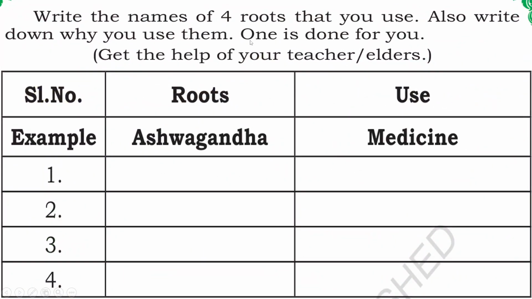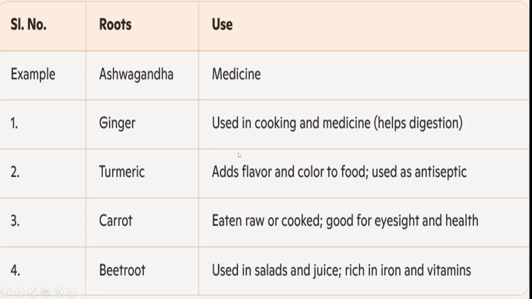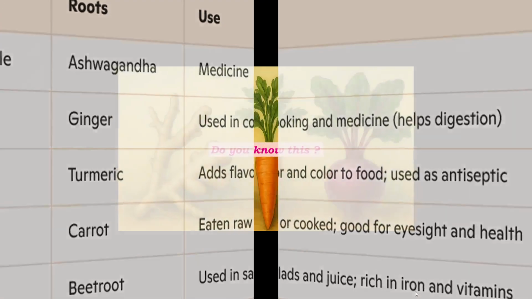Write the names of four roots that you use. Also write down why you use them. One is written for you. Example, ashwagandha, medicine. First one, ginger, used in cooking and medicine, helps digestion. Two, turmeric, adds flavor and color to food, used as an antiseptic. Third one, carrot, eaten raw or cooked, good for eyesight and health. Fourth one, beetroot, used in salads and juice, rich in iron and vitamins.